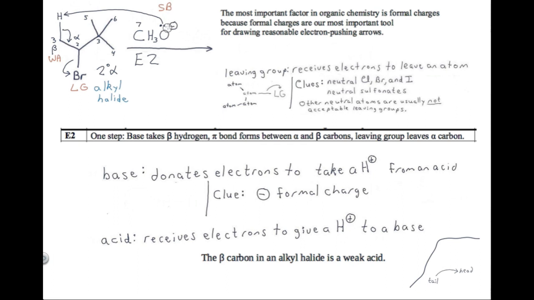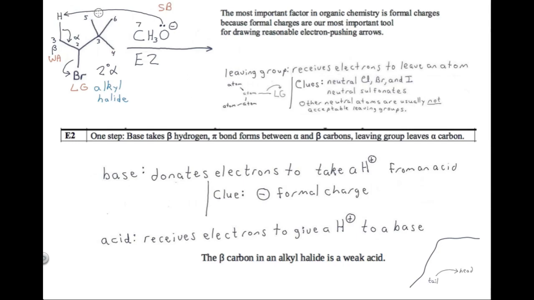If we had placed this O- at the end of the series of arrows, or in the middle of the series of arrows, that would be a strong clue that we had made a mistake. An atom with a negative formal charge wants to donate electrons, so an atom with a negative formal charge should go at the beginning of a series of arrows, not at the end of the series of arrows.